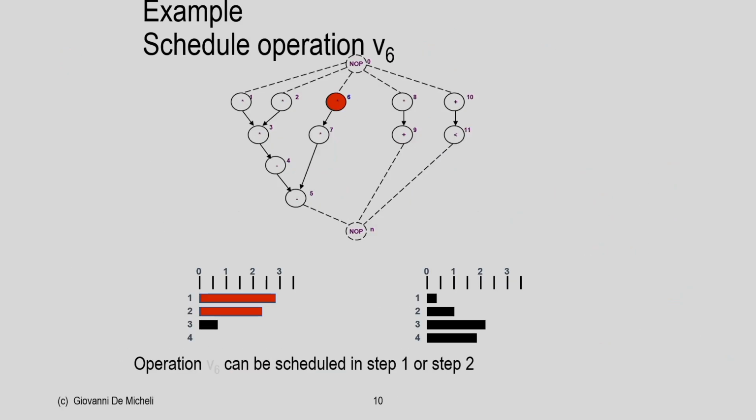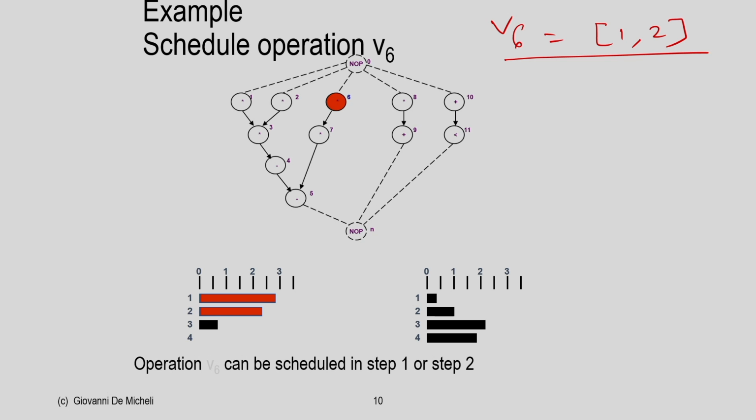So, let me take an example and explain. Say, for example, operation 6. Operation 6 can be scheduled in time step 1 or 2, because you know that its time frame is 1 to 2. Operation V6 can be scheduled in time step 1 or 2.